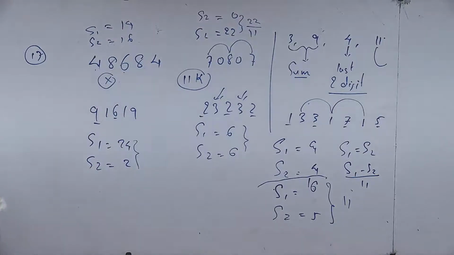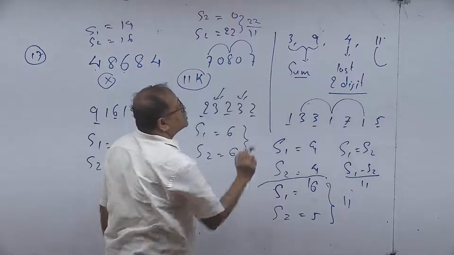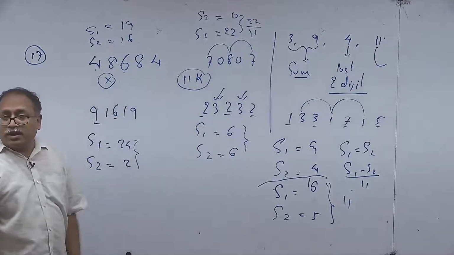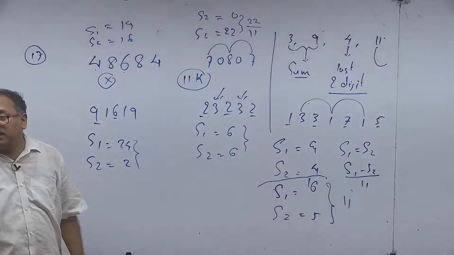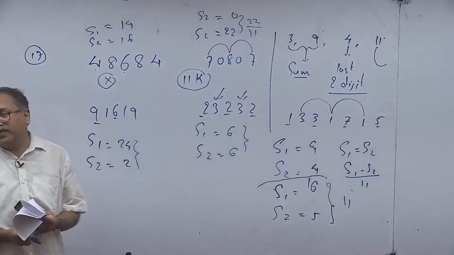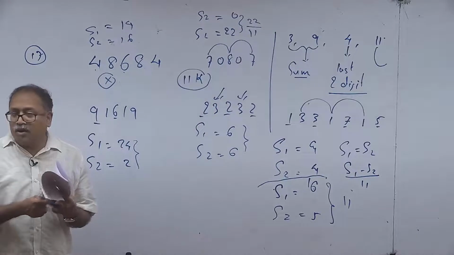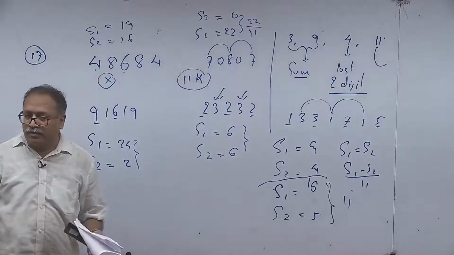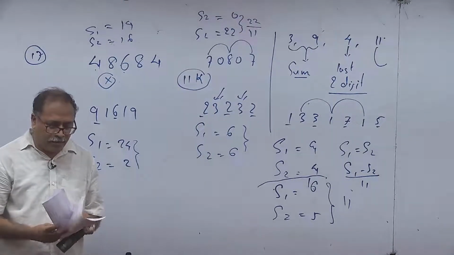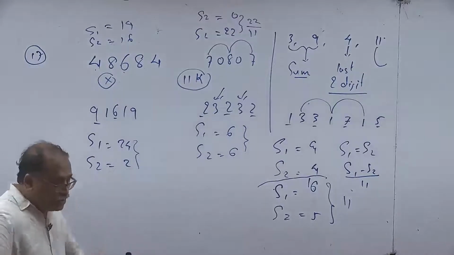Therefore, it is odd one out. So, frequently asked is of the three divisibilities, that is 3, 9, 11, 4, more frequently asked in odd one out. Okay, fine.